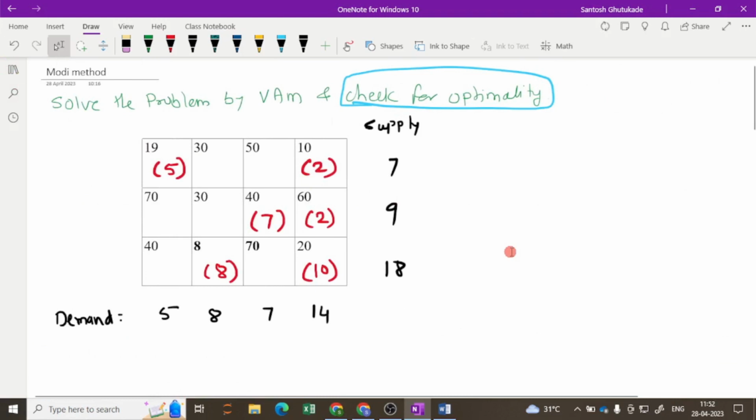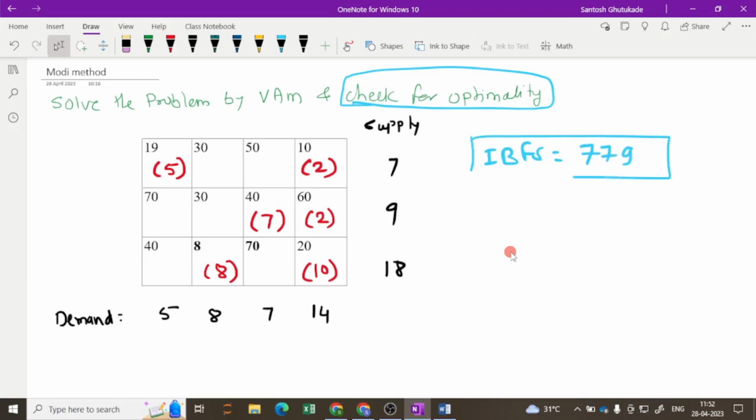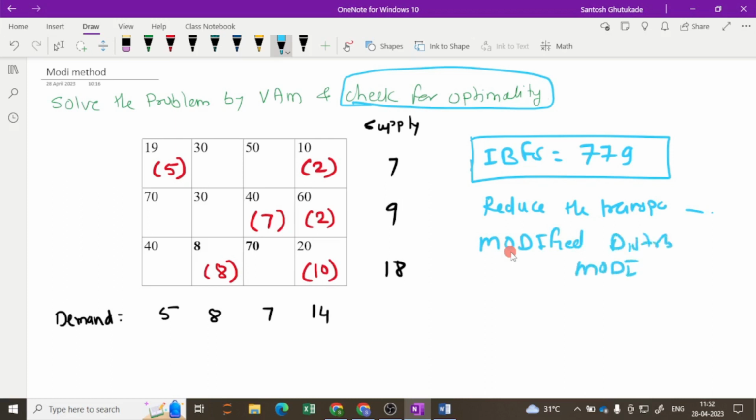In the previous problem we got the initial basic feasible solution, that is 779 rupees. This is the transportation cost for transporting from one city to another city. Now we are checking if we can reduce the transportation cost from this 779 to some lower value. For that we use the check for optimality, the modified distribution method, or MODI method.